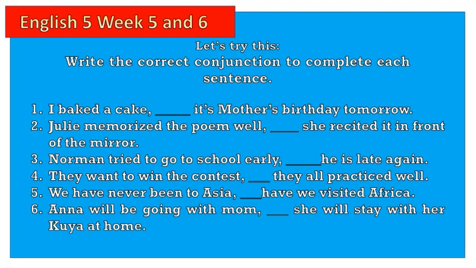So let's try this. Write the correct conjunction to complete each sentence. Number 1, I bake a cake blank. It's mother's birthday tomorrow. Number 2, Julie memorized the poem well. Blank, she recited it in front of the mirror. Number 3, Norman tried to go to school early. Blank, he is late again. 4, they want to win the contest. Blank, they all practiced well. 5, we have never been to Asia. Blank, have we visited Africa. And number 6, Anna will be going with mom. Blank, she will stay with her kuya at home.